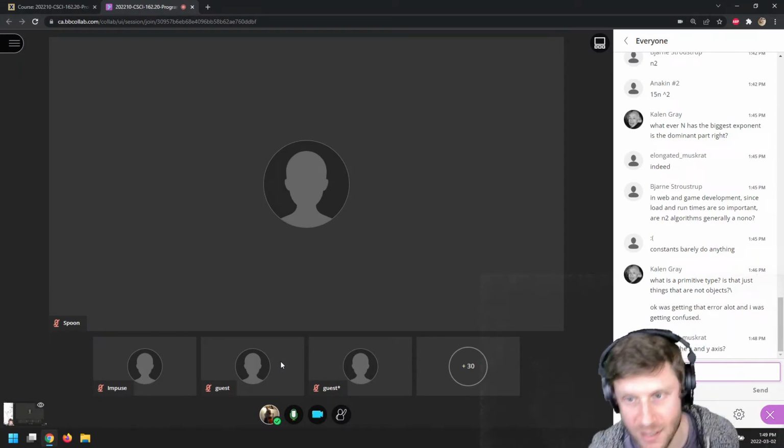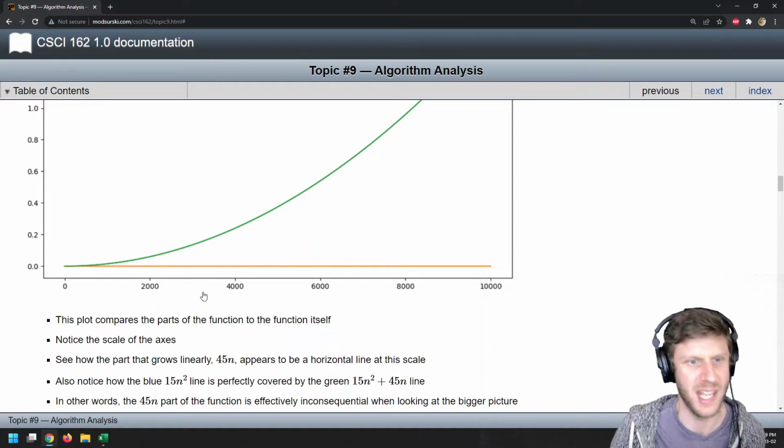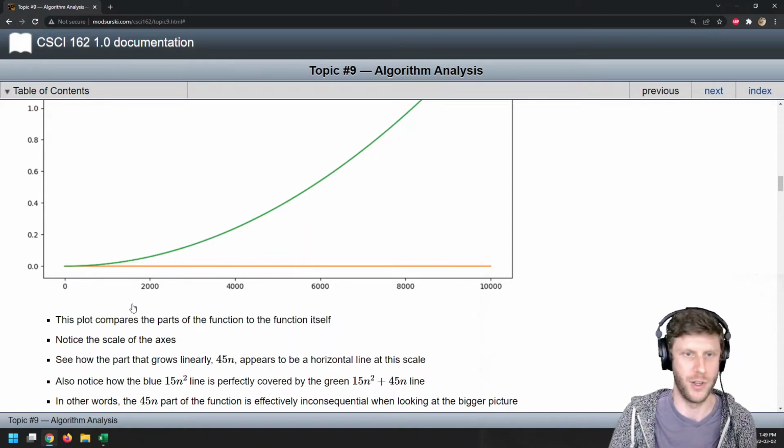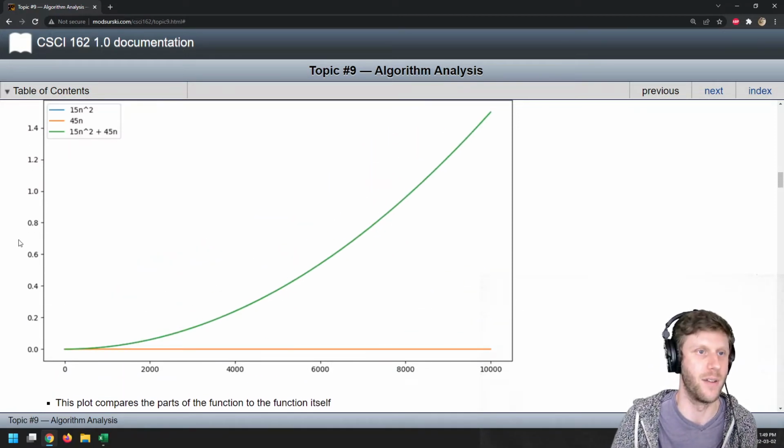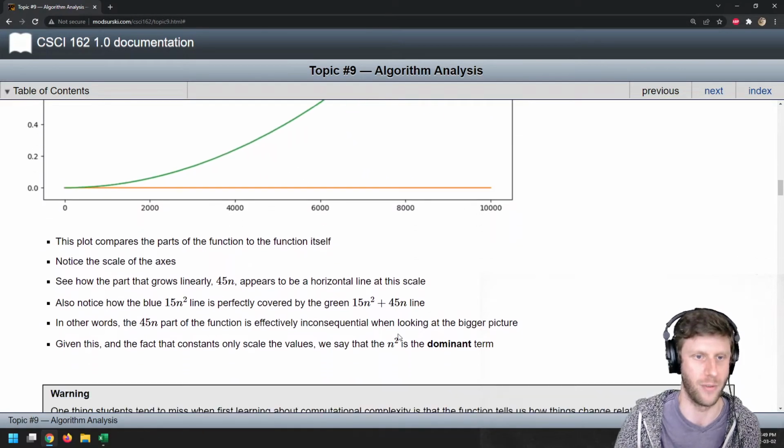What are the x and y axes? X would be the input size, so this would be n, and this would be T of n. You're right, they're not labeled, so this is a terrible graph.